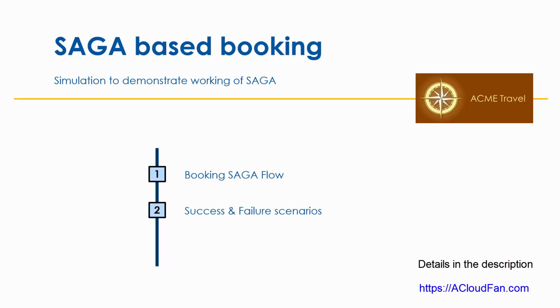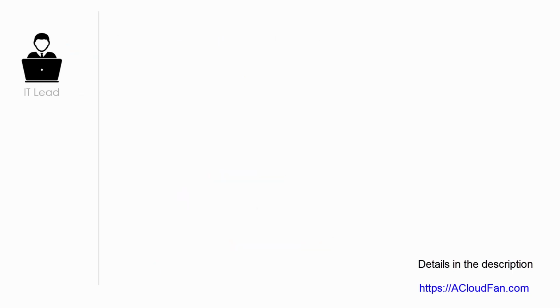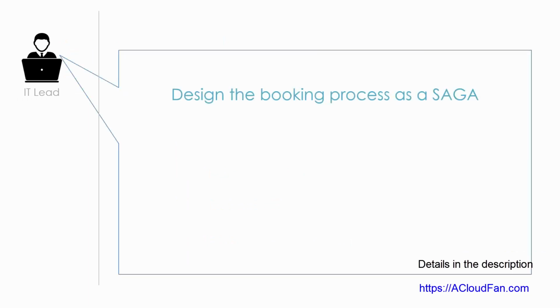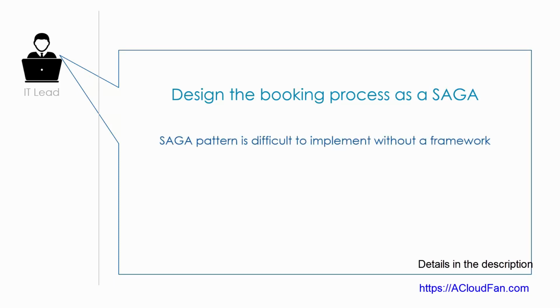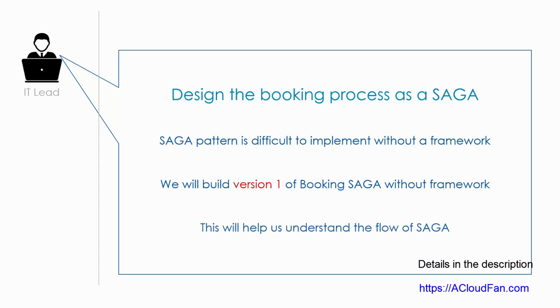We'll go over the success and failure scenarios in the booking SAGA flow, and then you will see the booking SAGA flow in action. The ACME's IT team has decided to build the booking process as a SAGA. They understand that it is difficult to implement SAGA without a framework, so they will take an evolutionary approach in which they will build version 1 of booking SAGA without any framework and will keep things as simple as possible so that they can understand how the SAGA pattern works. This lesson discusses how they have implemented the version 1 of booking SAGA flow.